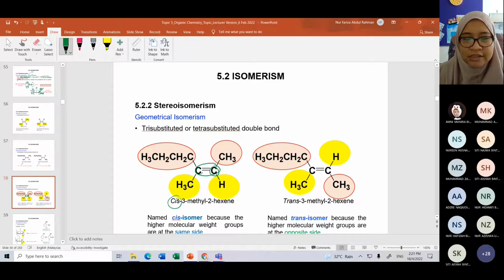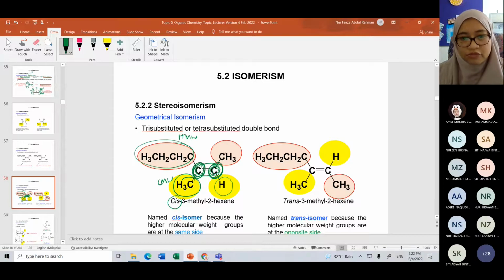Cis means the high molecular weight groups, or the low molecular weight groups, are located on the same side. Take for example, if again you are going to focus on the C double bond C, you assign for each carbon. Let's start with this carbon first. For this carbon, this is high molecular weight, whereas this one, the CH3, is low molecular weight. Go for each carbon, okay guys? How about the second carbon here? This carbon is attached to this methyl group and hydrogen. So methyl and hydrogen, which one has higher molecular weight? CH3 will have higher molecular weight.